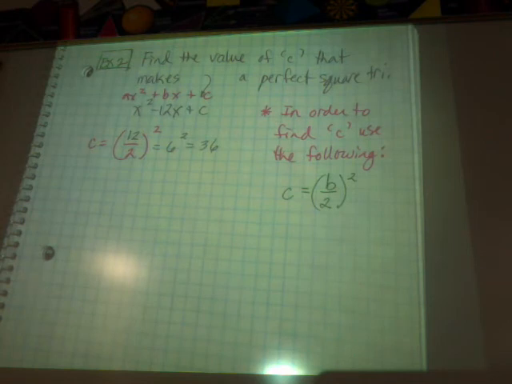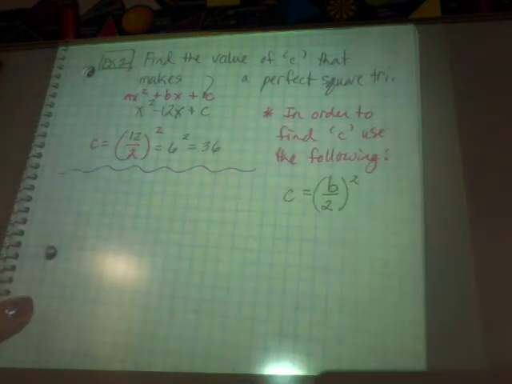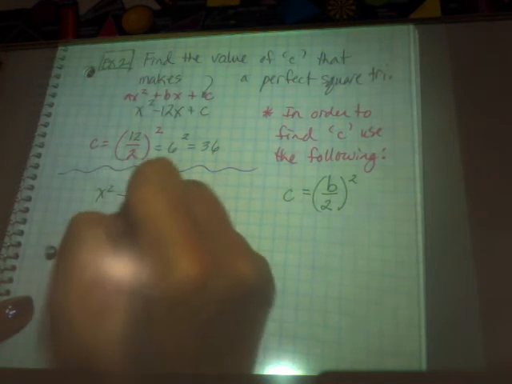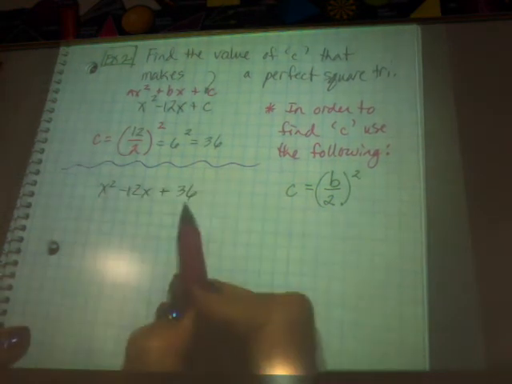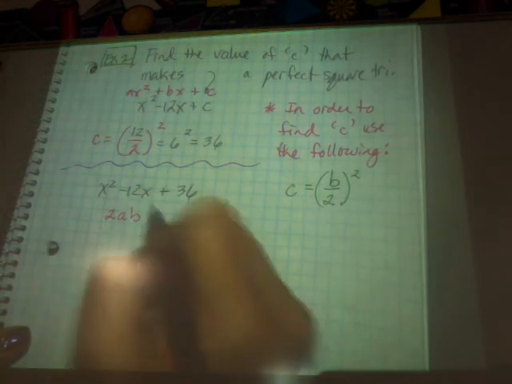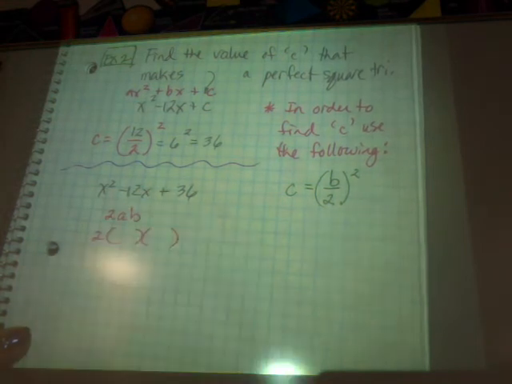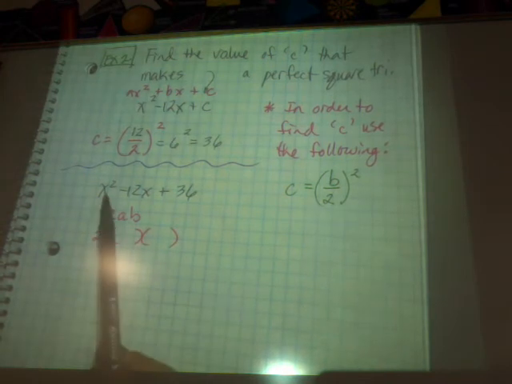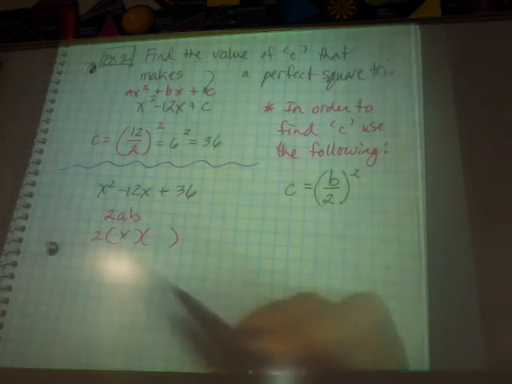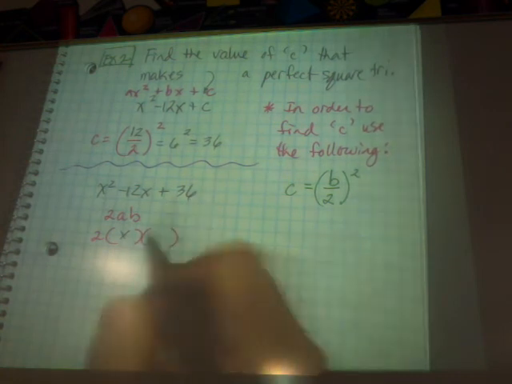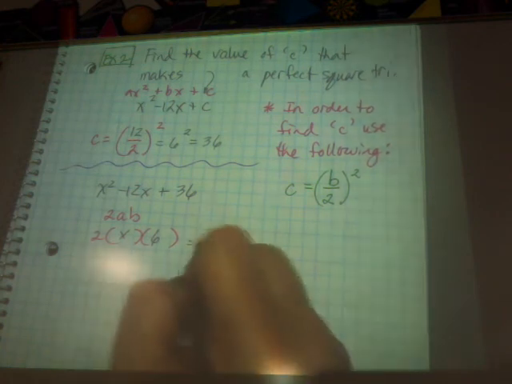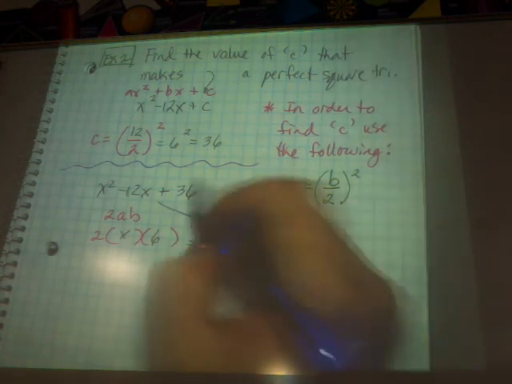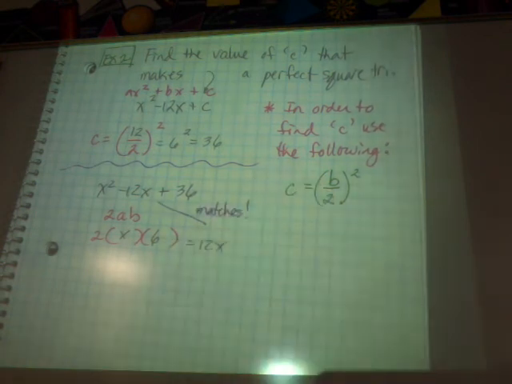So just to prove to you that this works, we're going to rewrite that quadratic as x squared minus 12x plus 36. Does it match 2ab? I see a perfect square here, I see a perfect square here. Let's take the test of 2ab and see if it matches it. What's the square root of x squared? X, so that's a. What's the square root of 36? 6, that's your b, right? So what's 2 times x times 6? 12x. And it matches, right? So does this work? It does.